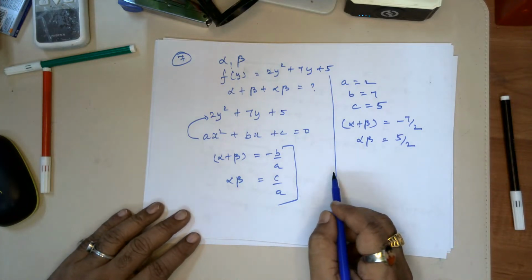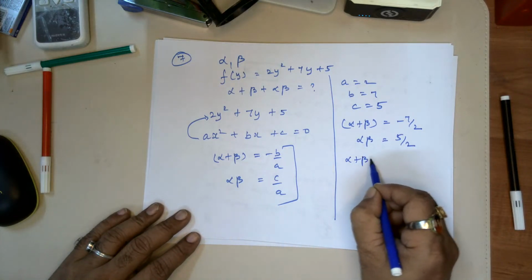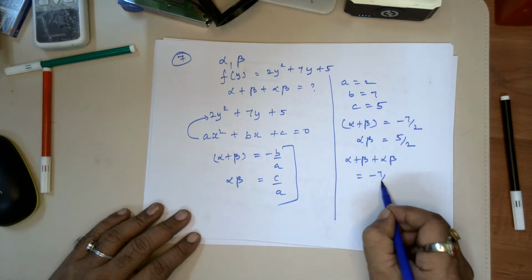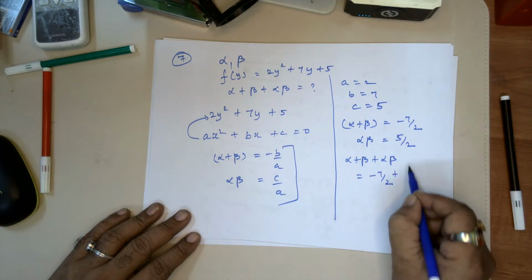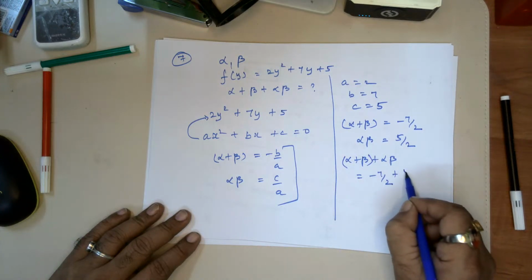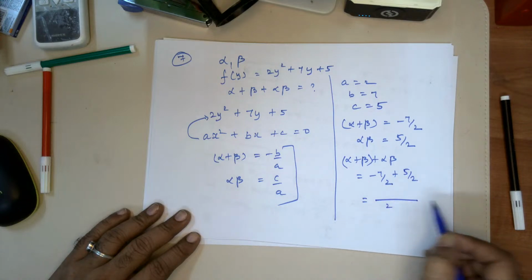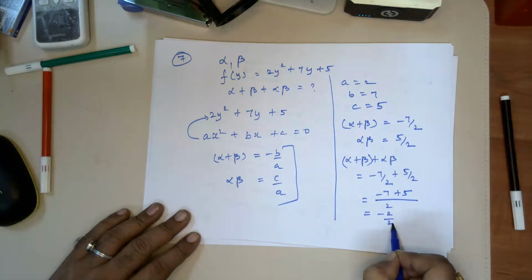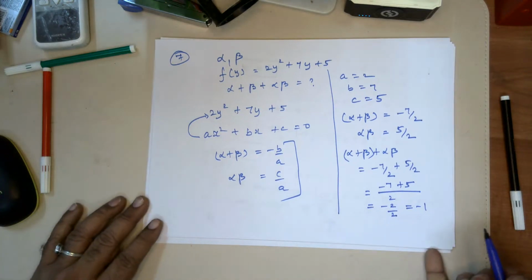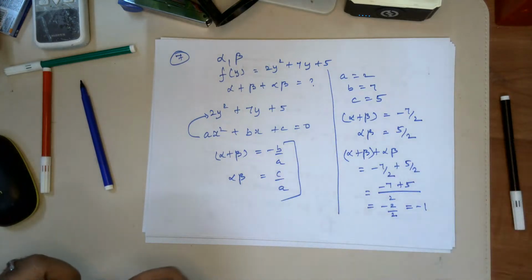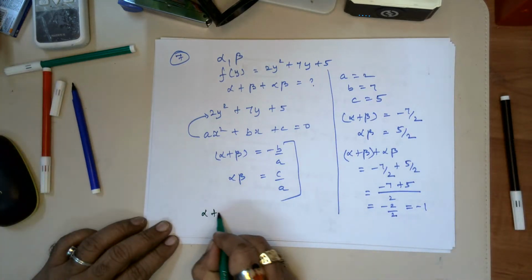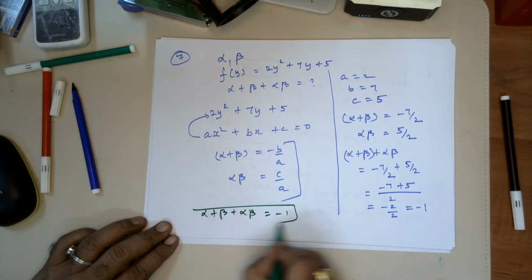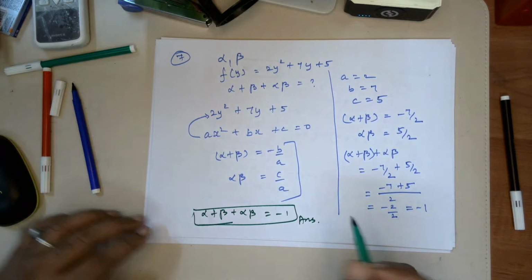Therefore, we can find alpha plus beta plus alpha beta, which is equal to minus 7 by 2 plus 5 by 2. With 2 being the LCM, minus 7 plus 5 is equal to minus 2 by 2, that is minus 1. Therefore, the correct answer for alpha plus beta plus alpha beta is equal to minus 1. This is the correct answer.